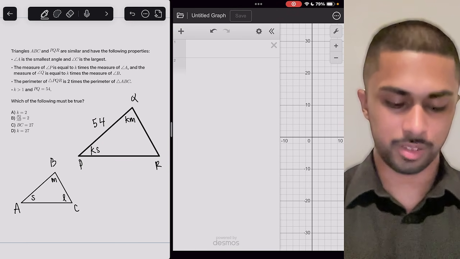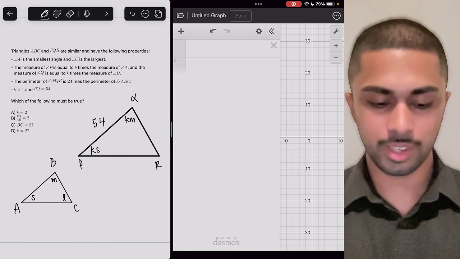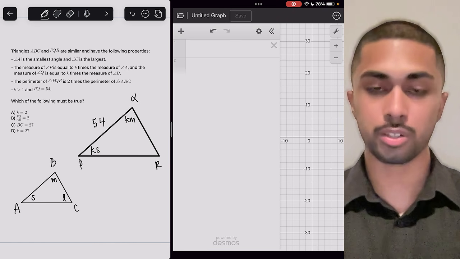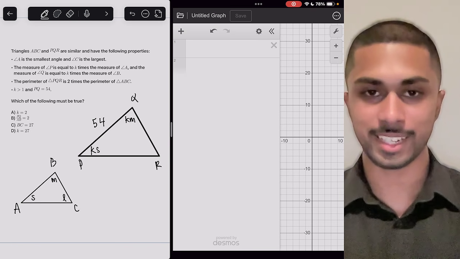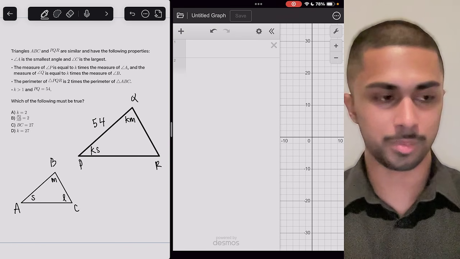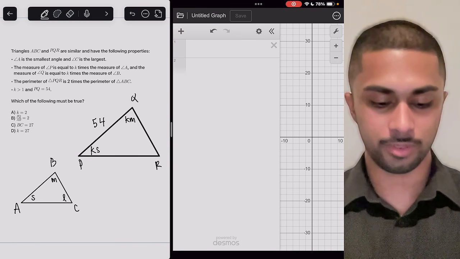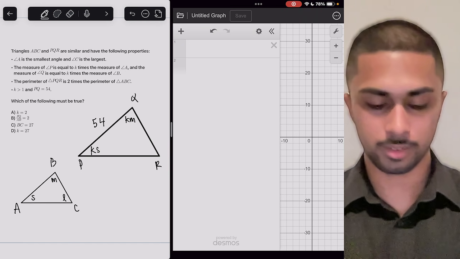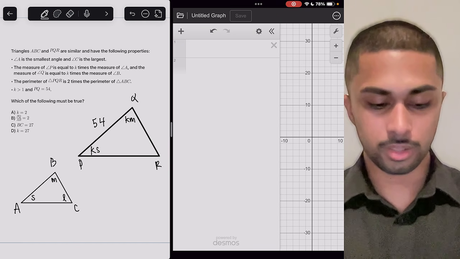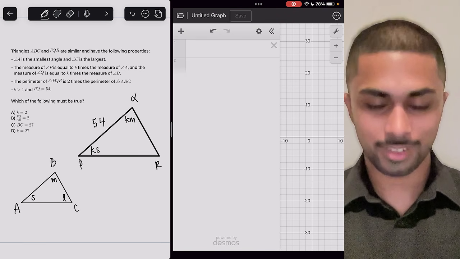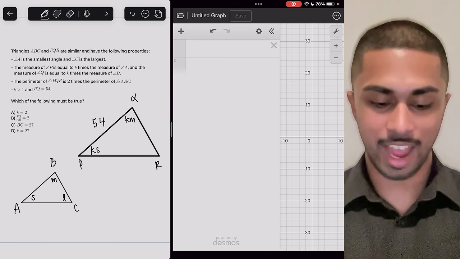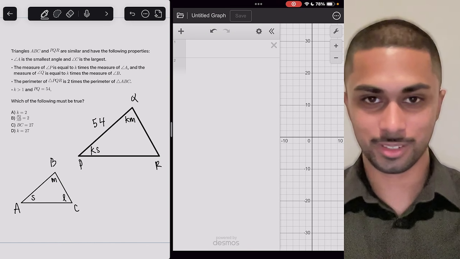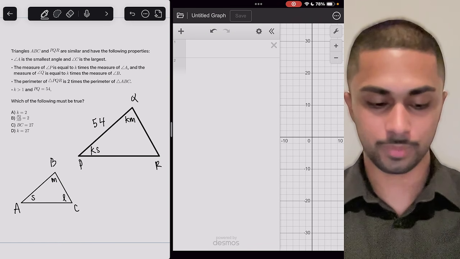Now, I need you to memorize this. Similar triangles have proportional sides and congruent angles. Congruent means the exact same. So if you need to remember this by saying similar triangles have proportional sides and the same angles, then do that. Congruent shapes have the same sides and the same angles. So don't get those 2 mixed up. They're completely different.